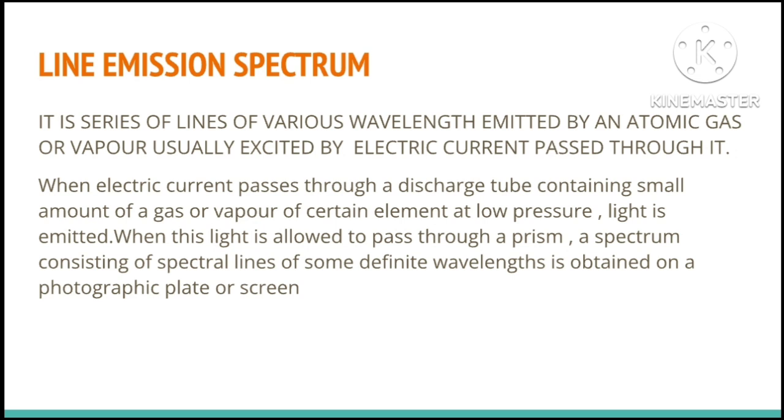So when an electric current passes through a discharge tube containing a small amount of gas or vapor of certain elements, like mercury or sodium, at low pressure, then light is emitted. When this light is allowed to pass through a prism, a spectrum consisting of spectral lines of some definite wavelength is obtained on a photographic plate or a screen. This spectrum, emitted by atomic hydrogen, has a black background with bright lines, and is known as the line emission spectrum.